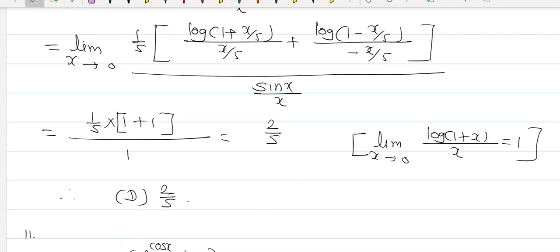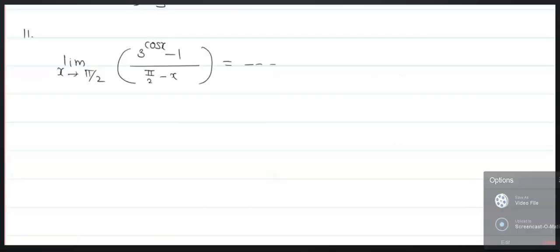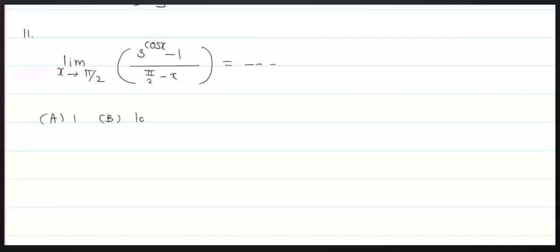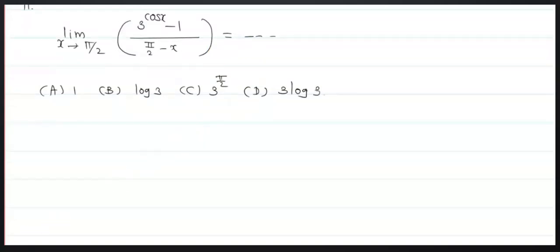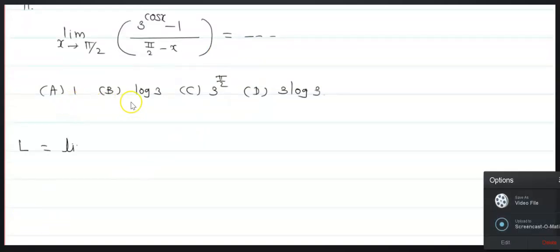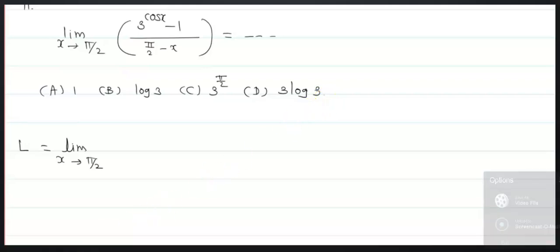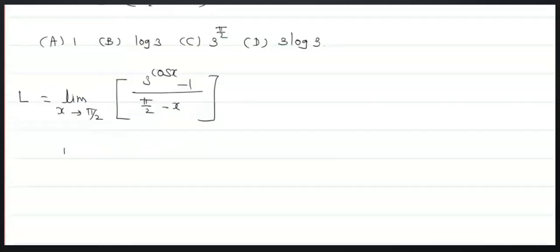Now the next is limit x tends to pi by 2, 3 raised to cos x minus 1 upon pi by 2 minus x. And the options are A is 1, that is log of 3, 3 raised to pi by 2, 3 log of 3. This is a very interesting problem. Limit x tends to pi by 2, 3 raised to cos x minus 1 upon pi by 2 minus x.